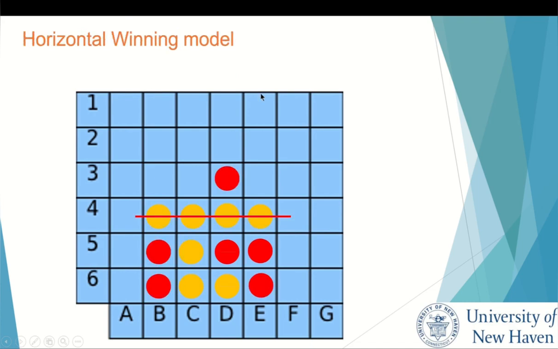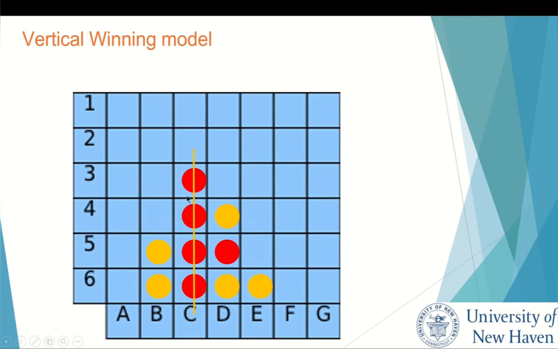As we have already seen the mathematical representation of the winning models, here is the pictorial representation of the horizontal winning model. This is the horizontal winning model. The player who has chosen yellow tokens, which are placed horizontally, is considered a winner and the game is in the winning state.